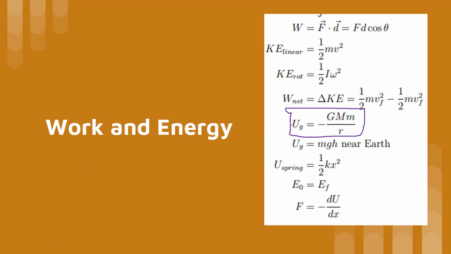But for the most part, we'll just be using this one, which is that the potential energy near Earth's surface is mgh. Okay, and also I included this one for the spring. That's good to know.